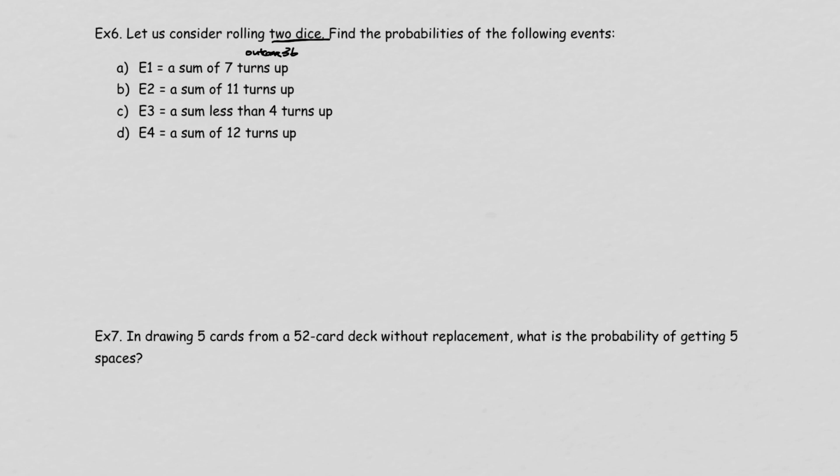Remember that. A is asking sum of 7. B is asking sum of 11. C is asking less than 4. And D is asking for sum of 12. This is going to be, again, very similar to example 4. So look over it, and I'm going to write the solution down for you.